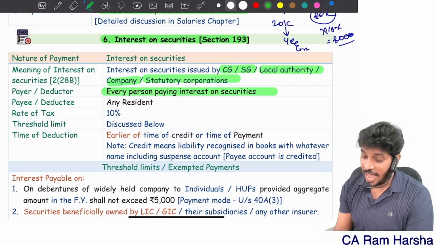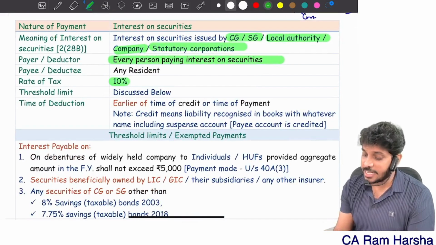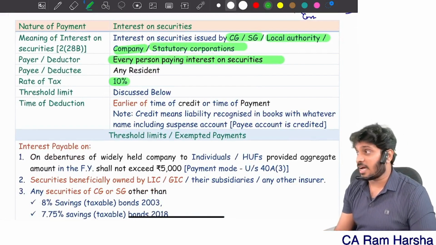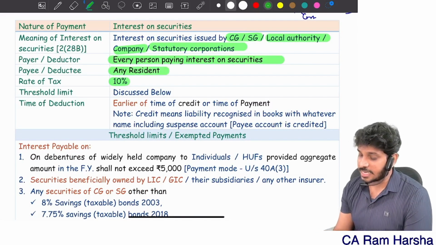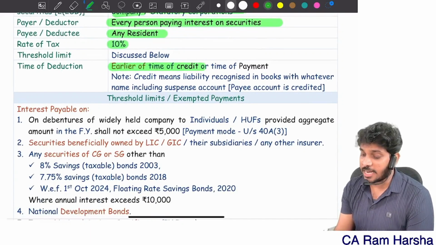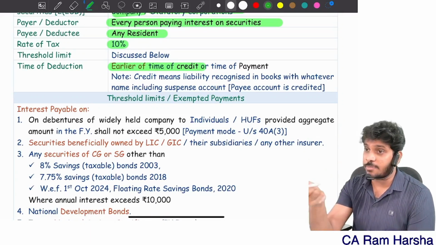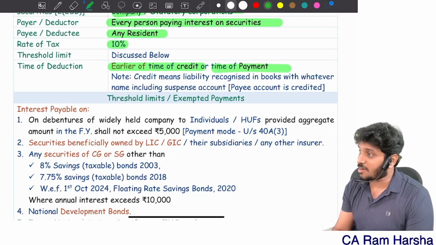If annual interest is above the limit, TDS is deducted at what rate? 10%. To whom are you paying? A resident. When should they deduct TDS? At the time of recognizing in the books. Time of credit, meaning recognizing in the books, or time of payment, whichever is earlier.